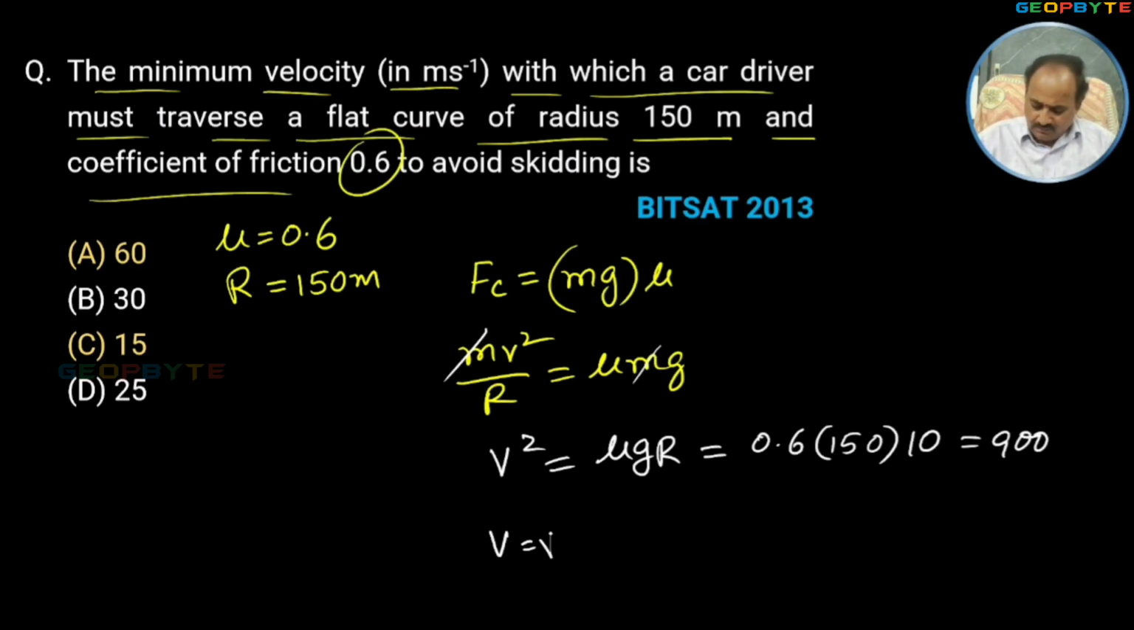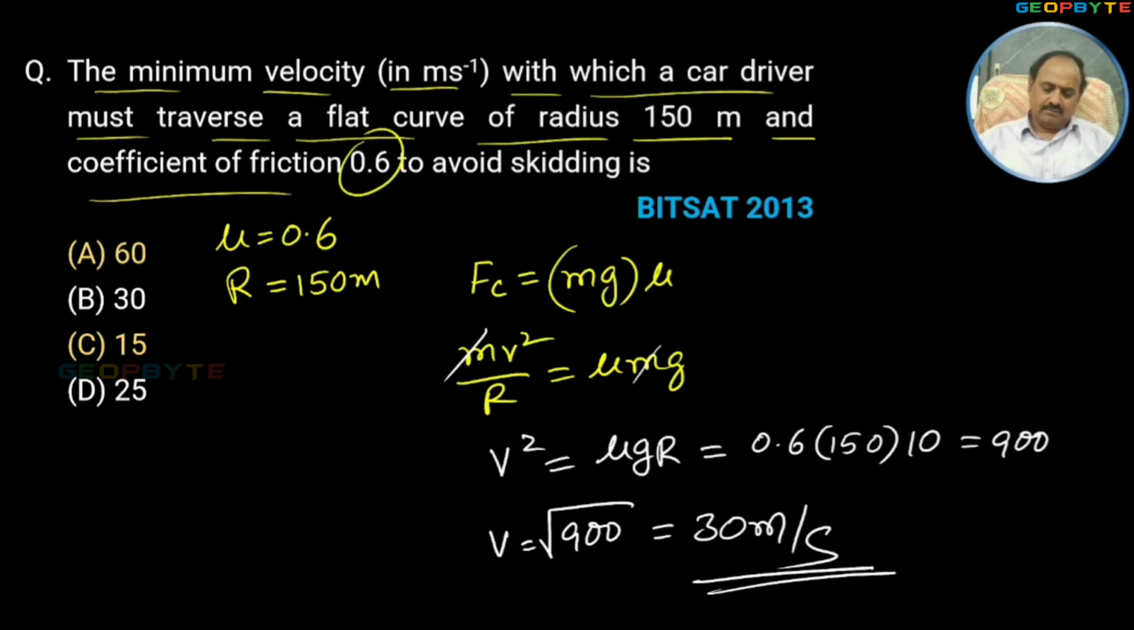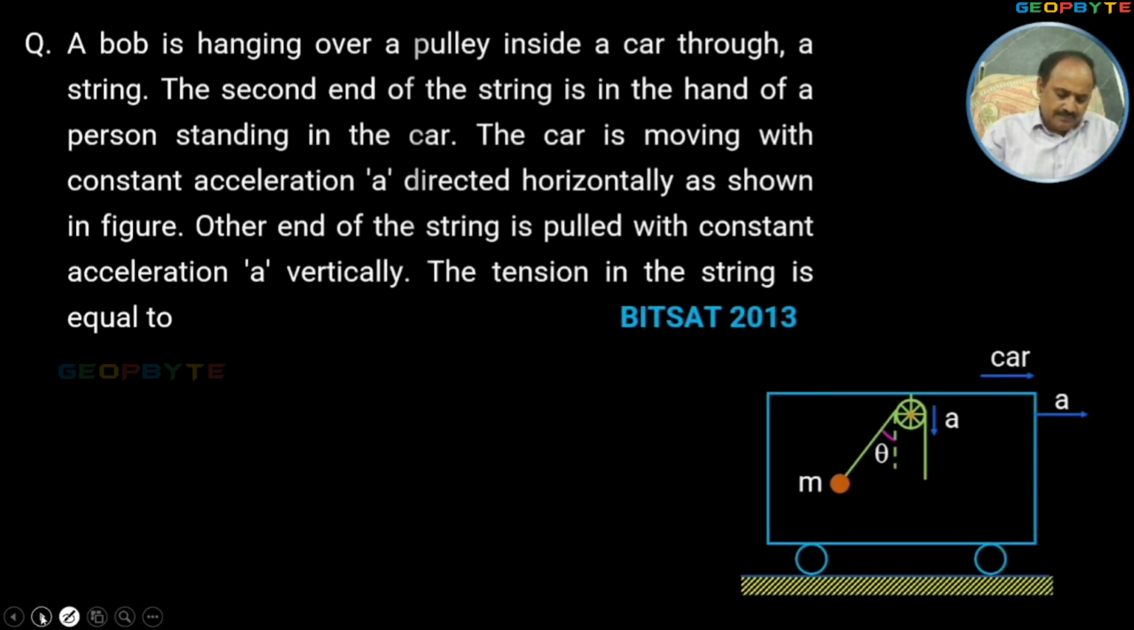Then v equal to what? Root over 900, which is 30 meters per second. That is the speed of the car that the driver has to maintain for avoiding skidding. Option B is absolutely correct. Understood clearly? Yes. Similarly, let us take another important problem. Okay. Look at the screen.